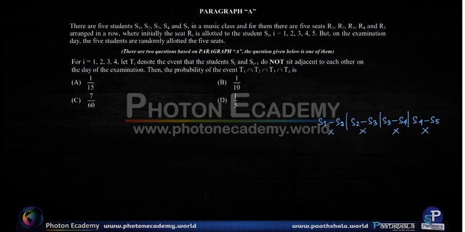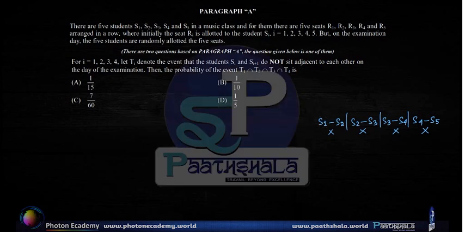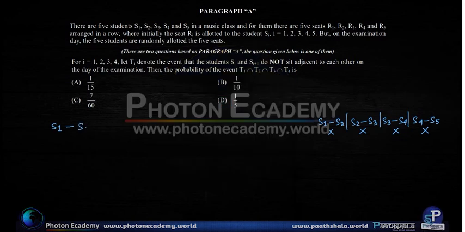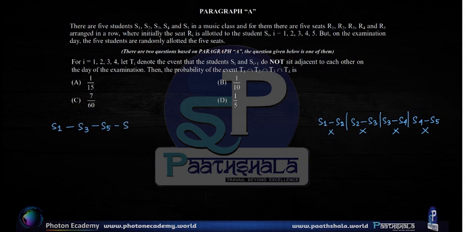We'll start with S1. For S1, the way in which they can be seated such that the condition is satisfied is S1, then S3, then we cannot have S2 and S4. So we have to have S5 in third place, then we can have S2 because we cannot have S4, then we are left with S4, which is the fifth occupant.